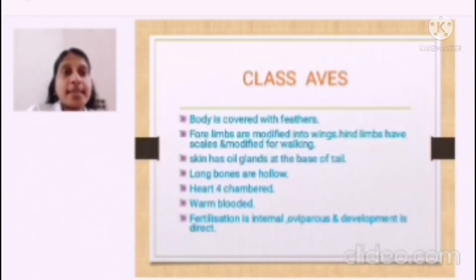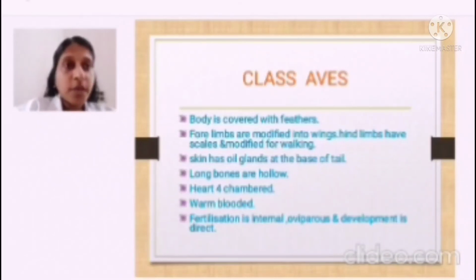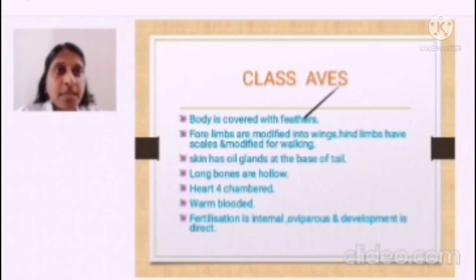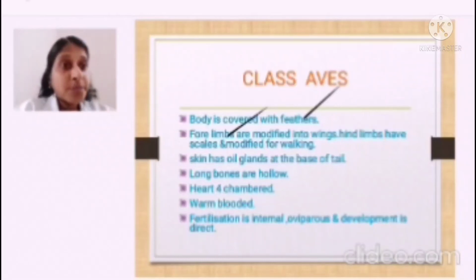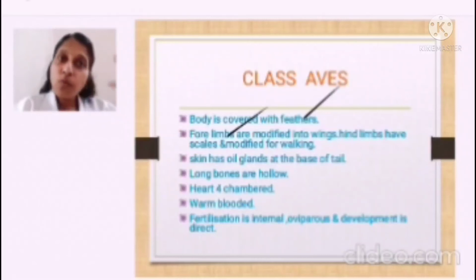Now the next class is Aves, birds. The body is covered with feathers. Forelimbs are modified into wings for flying. Hind limbs are used for what? They have scales and are modified for walking, jumping, hopping and all that they do. The skin has oil glands at the base of the tail; you can find oil glands are present.